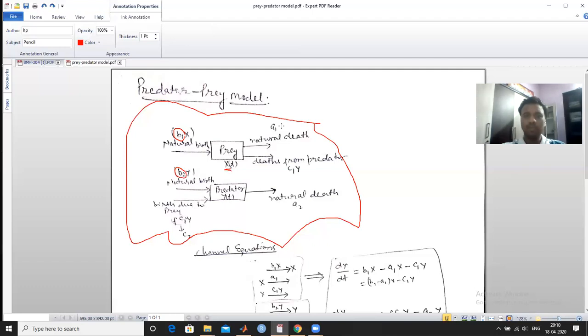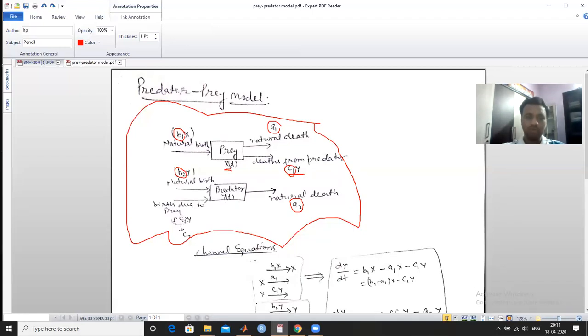Now suppose the natural death rate is A1 for prey and A2 for predator. So there are similarities: there is B1, B2, and there is A1 and A2. Now we will discuss the death rate due to the predator. Suppose C1 is the death rate of the prey due to a single predator. But the number of predators is Y, so C1Y will be the effective death due to the Y predators.